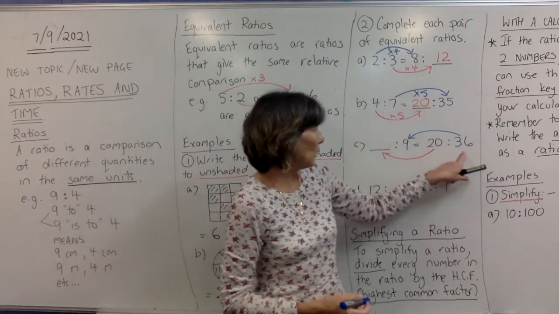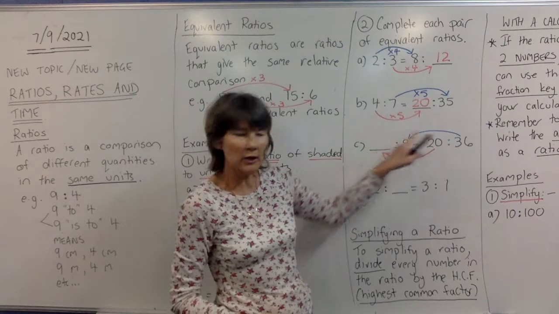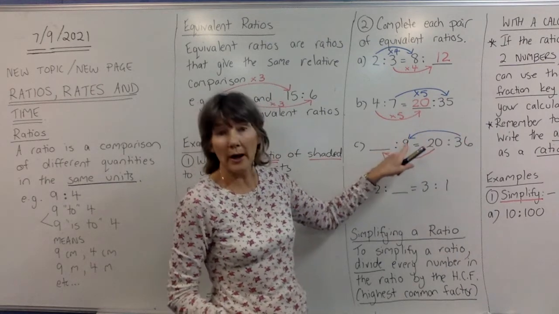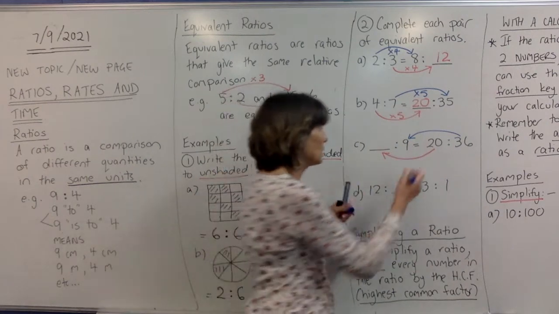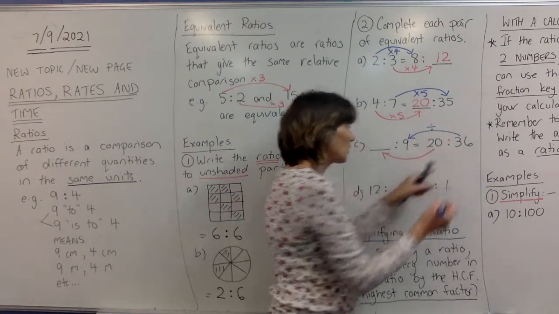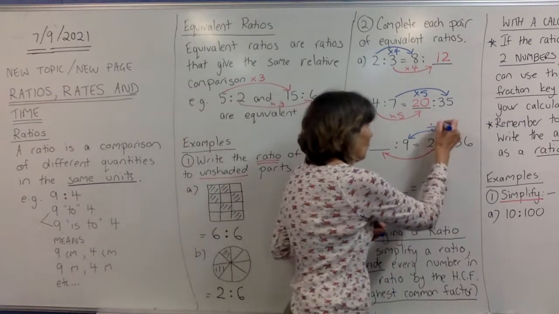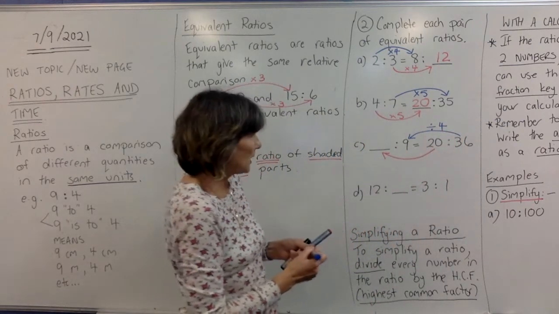So let's look at the blue one. What have I done going this direction, remember? What have I done to 36 to get an answer of 9? Well, I got a smaller thing, so I must have been dividing. So 36 divided by what gives me 9? It's 4.